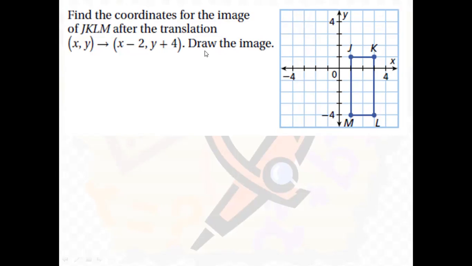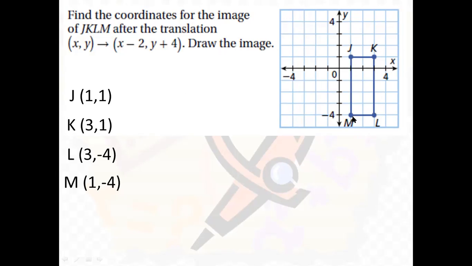So we need to draw the image. Now, all we need to do is first find the coordinates for them. Without finding the coordinates, we can't do anything. So let's write down the coordinates. For J, it's 1, 1. Okay, this is the point of J, so it's 1, 1. And for K, it is 3, 1. Then for L, it is 3 and negative 4, because this is L, so it touches the x-axis at 3 and it touches the y-axis at negative 4. And for M, it is 1 and negative 4. So these are the coordinates.